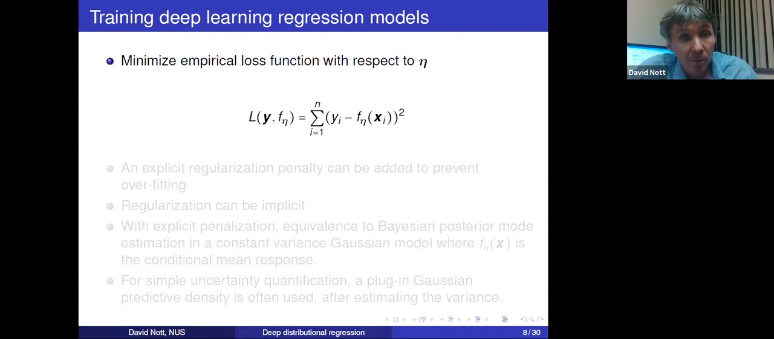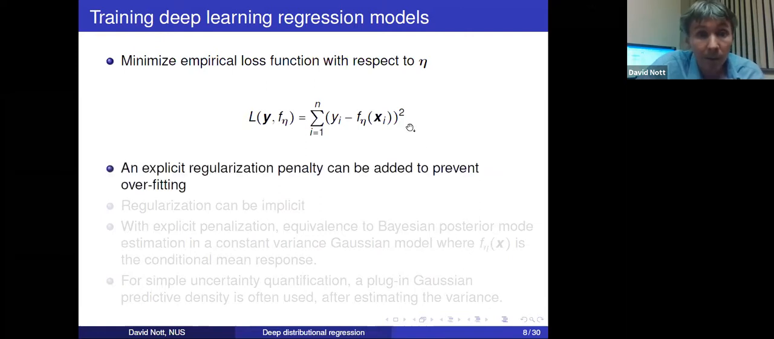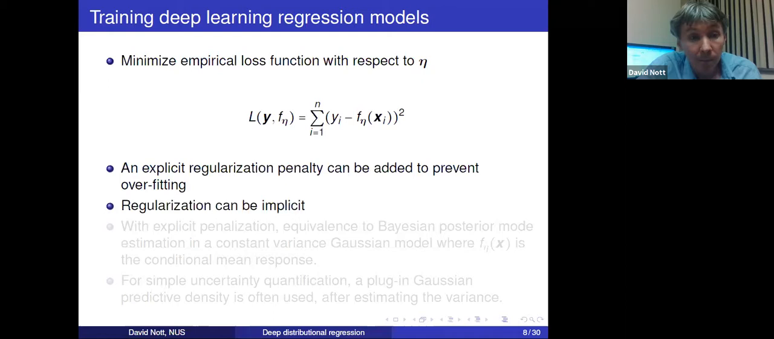Now, deep learning regression models are usually trained by minimizing some kind of empirical loss function with respect to the trainable weights. Most commonly in regression problems, you use a squared error loss like this. The minimization is usually done using stochastic gradient descent. You can also add an explicit regularization penalty to that empirical loss to help prevent overfitting. But regularization in deep learning can also be implicit. It can be implicit in the way you do the optimization itself.